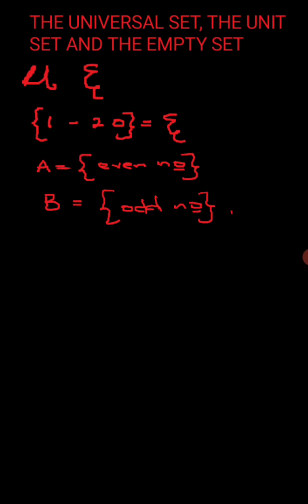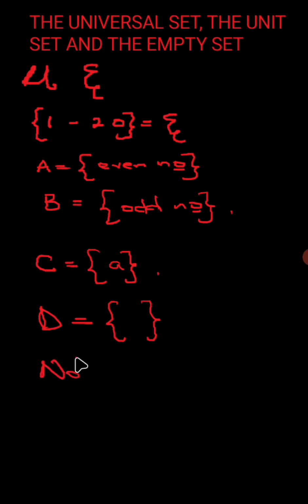So we talk of the unit set. The unit set is a set that contains only one element. For example, if I have another set C and this set C consists of only A, so this is regarded as a unit set. Then an empty set is a set that doesn't contain any element. This means if I just have this, this is an empty set.